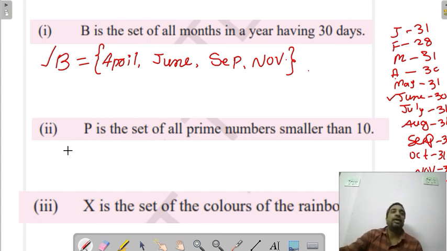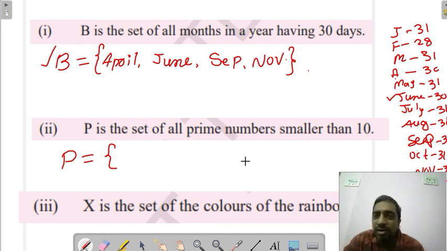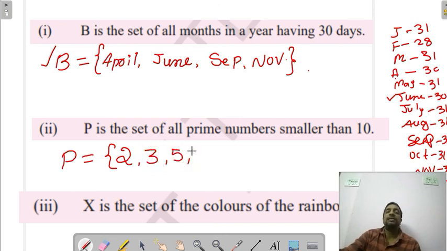Now coming to the next, P is equal to, what is asked? P is the set of all prime numbers smaller than 10. Smaller than 10, what are the prime numbers? Prime numbers start from 2. So 2 is the even prime number. And also 3, 5, next 7. 9 is an odd number but we should not take it. So that's it. These are the prime numbers which are less than 10. So this is the method to write set builder form into roster form or list form.